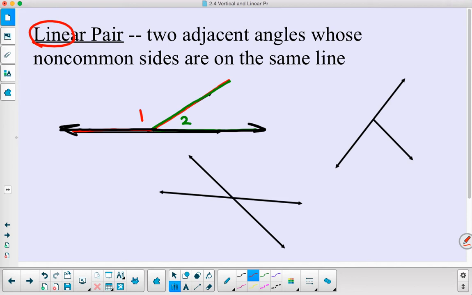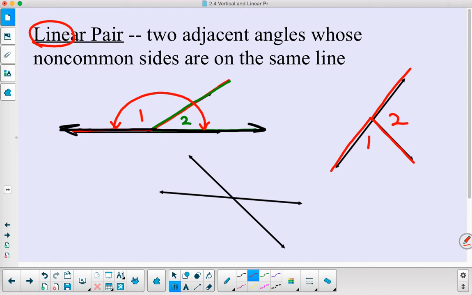Not just that there's a line in the picture, but if you go from the side of one angle all the way through both, that gets all the way around to a complete line, linear pair. So the diagram on the right, we've got angle 1, angle 2. Again, they are hooked together. These other rays are opposite. They make a line. 1 and 2 are a linear pair.